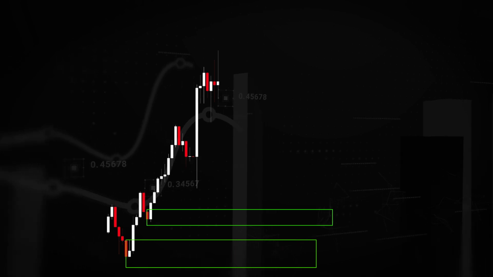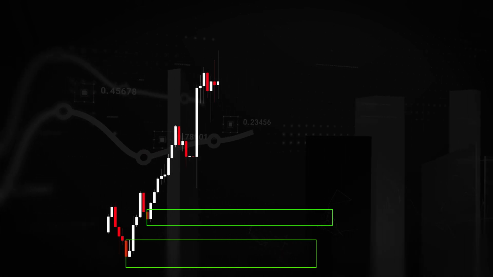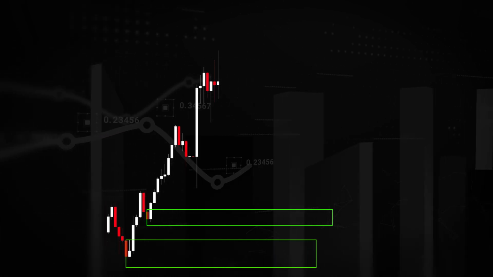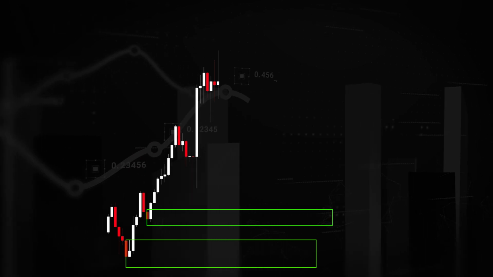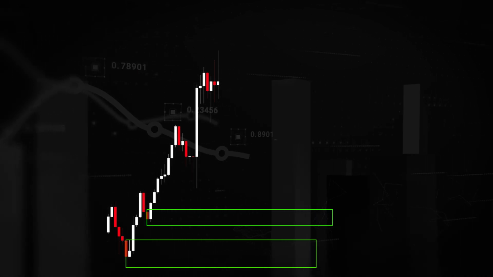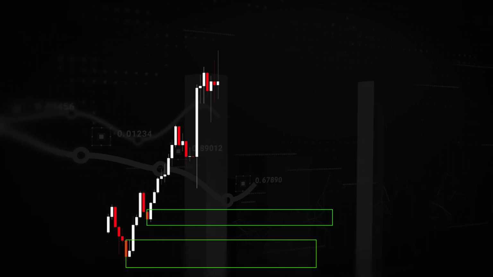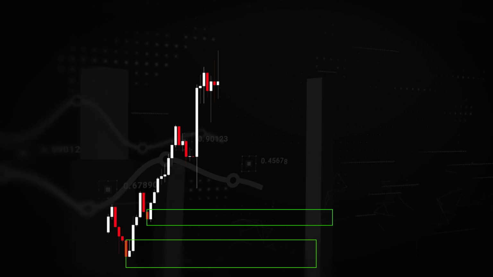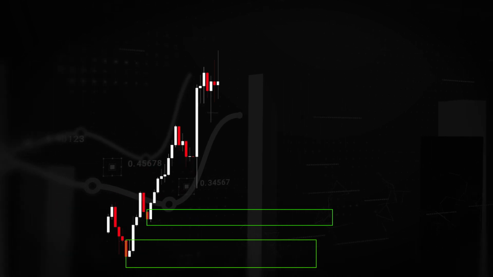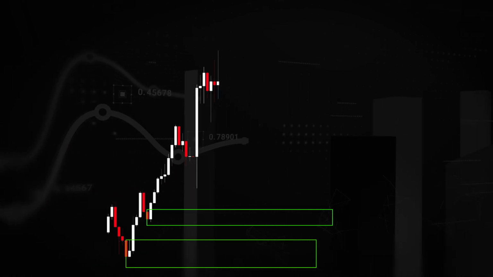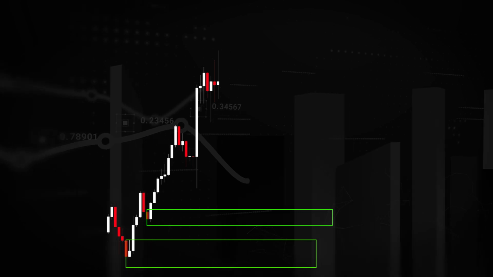Mark the previous candle. Once you spot the momentum candles, locate the candle immediately before this move started. This is crucial as it represents the origin of the demand. Draw the demand zone. Use your rectangle tool to draw a box around the high and low of the identified candle. Extend this box to the right, creating your demand zone.